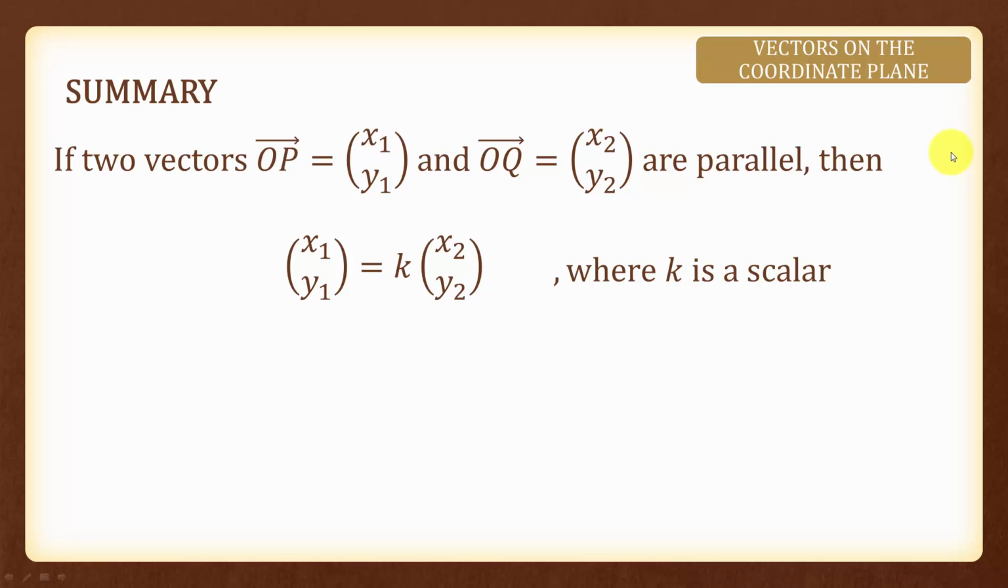In summary, if two vectors written as column vectors here are parallel, then the column vector (x1, y1) will be equals to k times (x2, y2), whereby k is a scalar. And that's all for this topic.